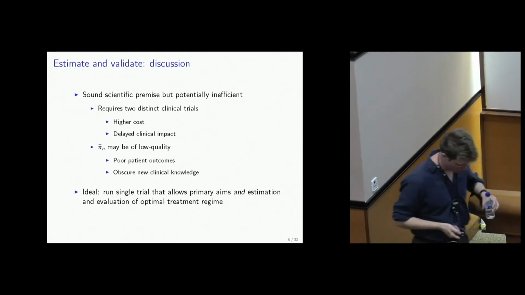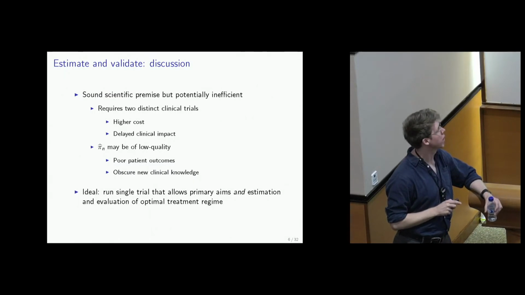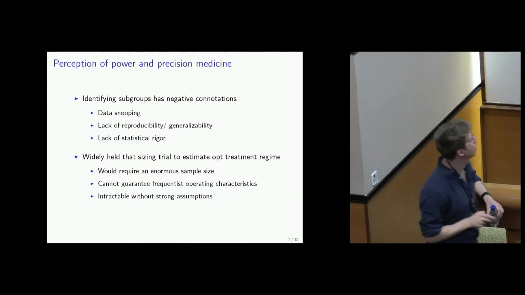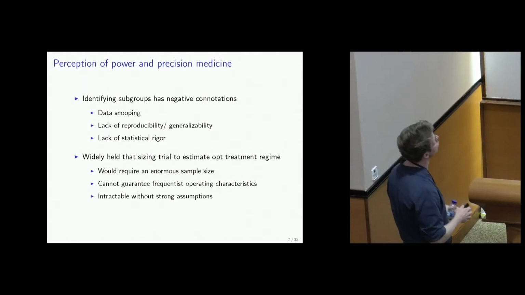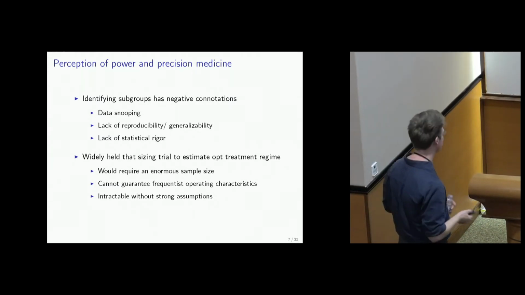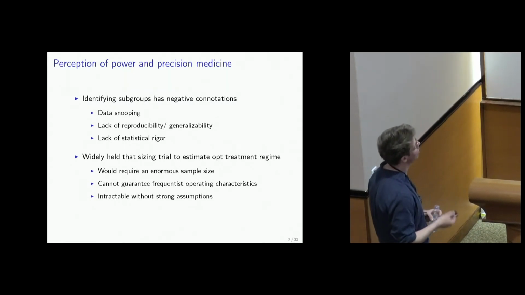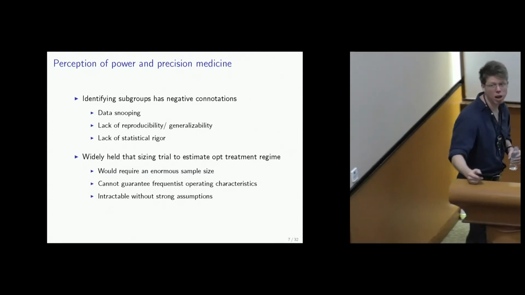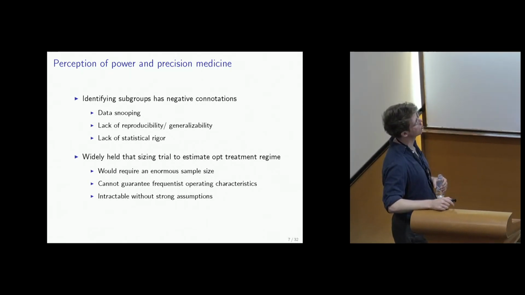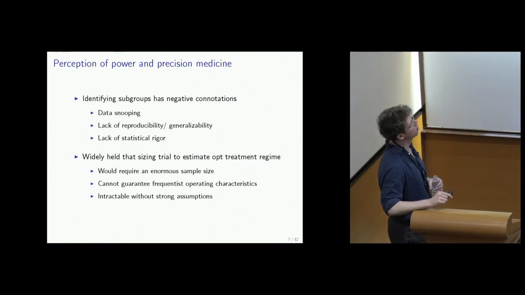Okay, so the best thing to do would be to run a single trial that allows both for these primary hypothesis tests and for the estimation and evaluation of the optimal regime. Some folks don't like this because it has associations with subgroup identification, and it's widely held that sizing for the purposes of estimating a high-quality regime would require a prohibitively large number of subjects. It wouldn't be possible to guarantee frequentist operating characteristics, and the theory couldn't even get off the ground without making strong assumptions about the generative model.